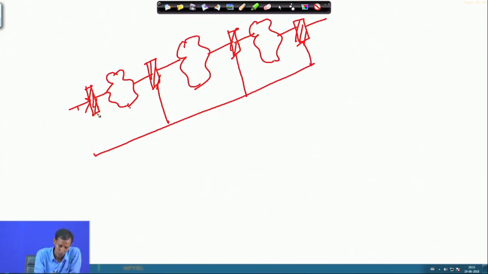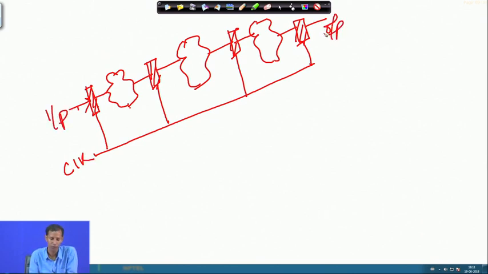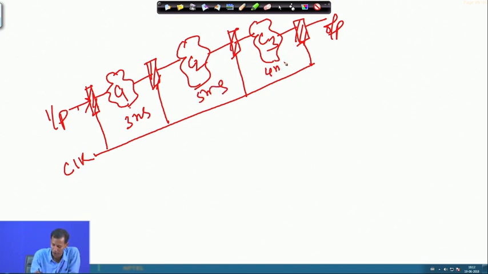This will be connected to this particular register, and this is nothing but the clock, this is the input and this is the output. Okay. So, this is C1, this is C2, this is C3. This is taking 3 nanosecond, this is taking 5 nanosecond and this is taking 4 nanosecond. Okay. So, I have put 2 registers in between.